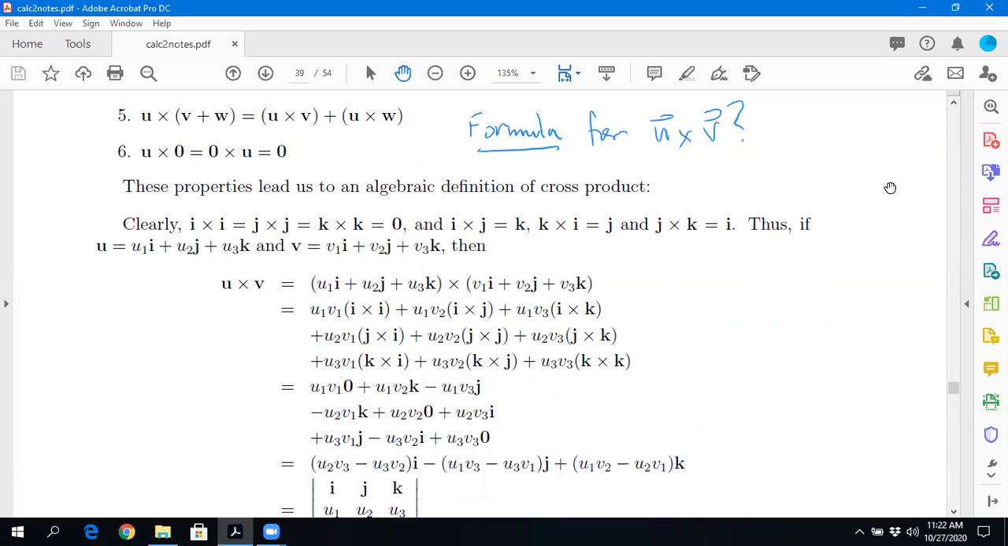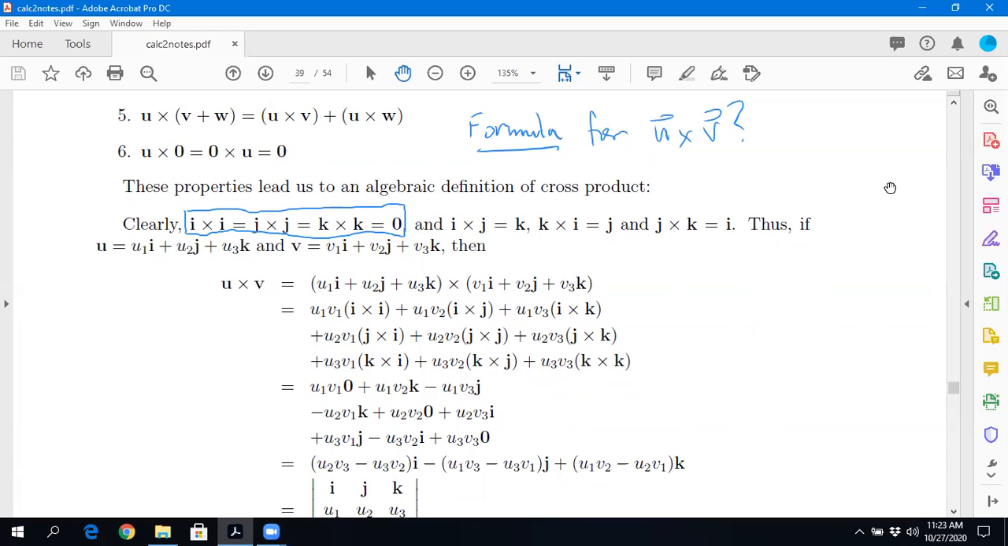Well, let's think for a minute. Let's start with the standard vectors. So first of all, what is the cross product of the standard vectors? Like I cross I. Well, I and I are obviously scalar multiples of each other, correct? Therefore, if I try to compute the parallelogram determined by I and I, it's a degenerate parallelogram, and I'm going to get the zero vector. Same thing with J and K.